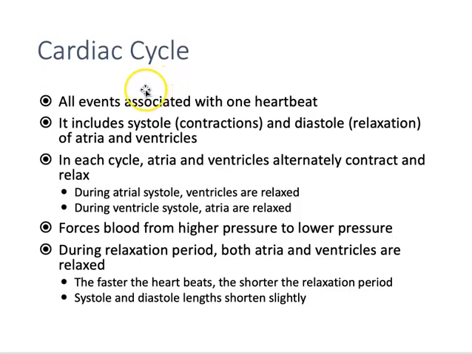When we talk about a cardiac cycle, what we're talking about are all the events, all the things that are happening in the heart associated with one heartbeat. So this is all the contractions as well as the relaxations. Here's some terminology for you. Systole is just a contraction. Diastole is another term for relaxation. You can see when the atria are contracting, or when they are in systole, ventricles are relaxed, or they are in diastole. Vice versa, when ventricles are in systole, the atria are in diastole, right? They're relaxed.